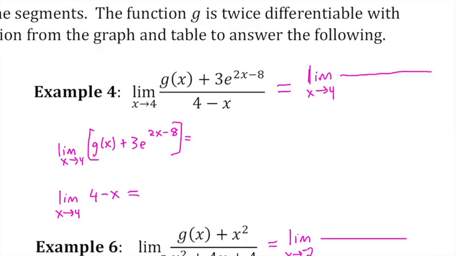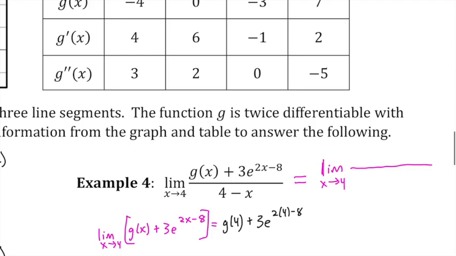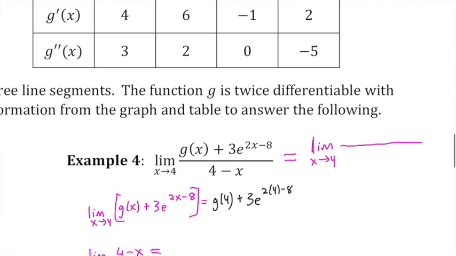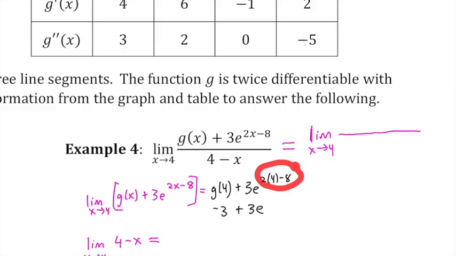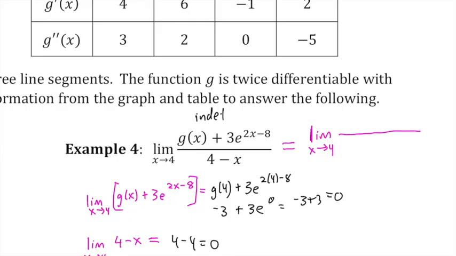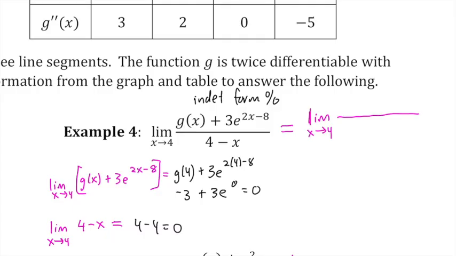Example 4. Let's substitute 4 into our equation. g of 4 is negative 3. And then we're going to get 2 times 4, which is 8, minus 8, which is 0. So this is going to be negative 3 plus 3, which is 0. So the top is 0. And if I plug in 4 here, I get 0. So again, we have indeterminate form of 0 over 0. Now we can apply L'Hopital's rule and take the derivative of the numerator and denominator. The derivative of g of x is just going to be g prime of x.